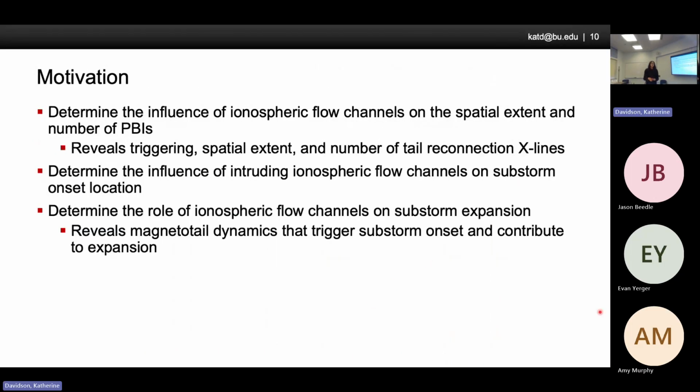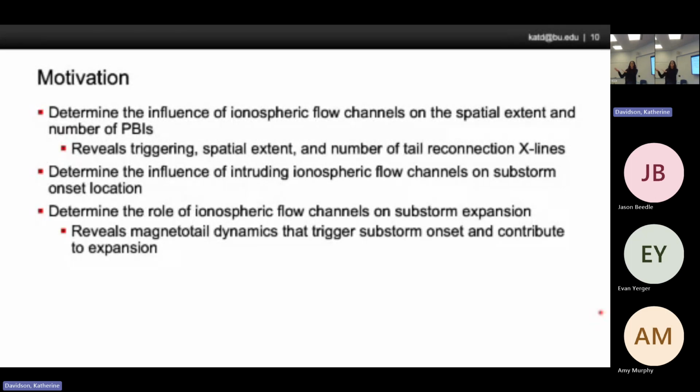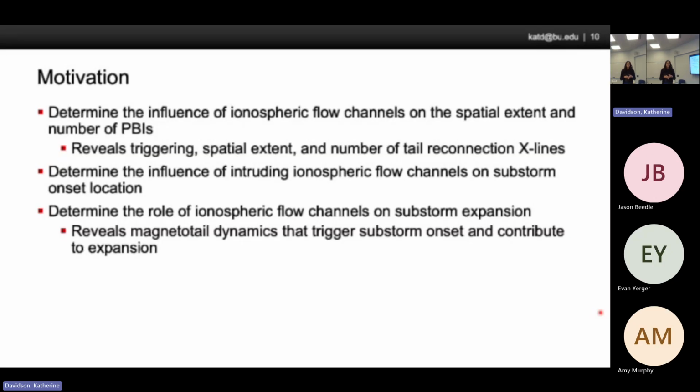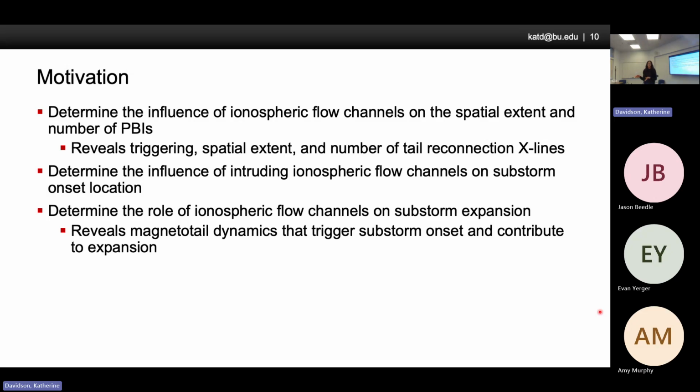So that brings us to our motivation. We want to determine the influence of ionospheric flow channels on the spatial extent and number of PBIs. Again, by studying the PBIs, we're also revealing the triggering spatial extent and number of tail reconnection X lines. And we also want to determine the influence of intruding ionospheric flow channels on substorm onset location and determine the role of ionospheric flow channels on substorm expansion. And by doing both of those things, we're revealing what magnetotail dynamics trigger substorm onset and contribute to expansion, and how the flow channels play a role in all of that.